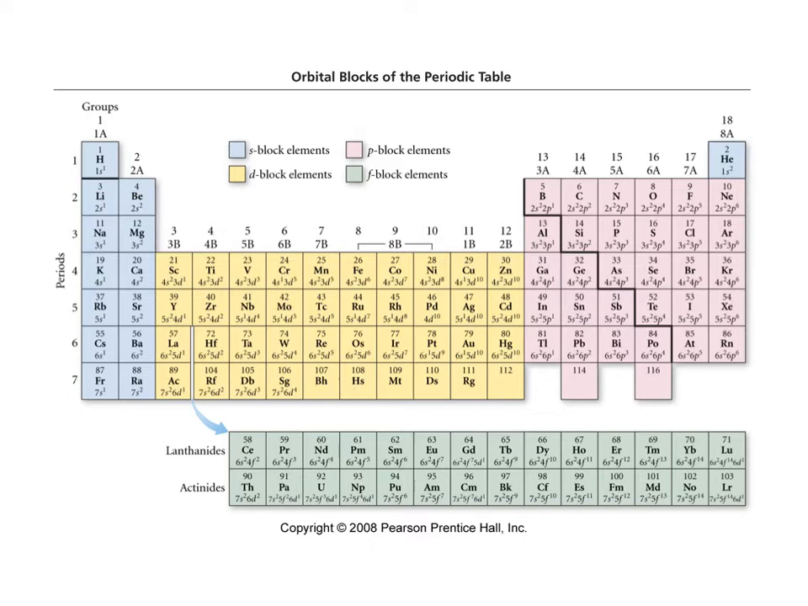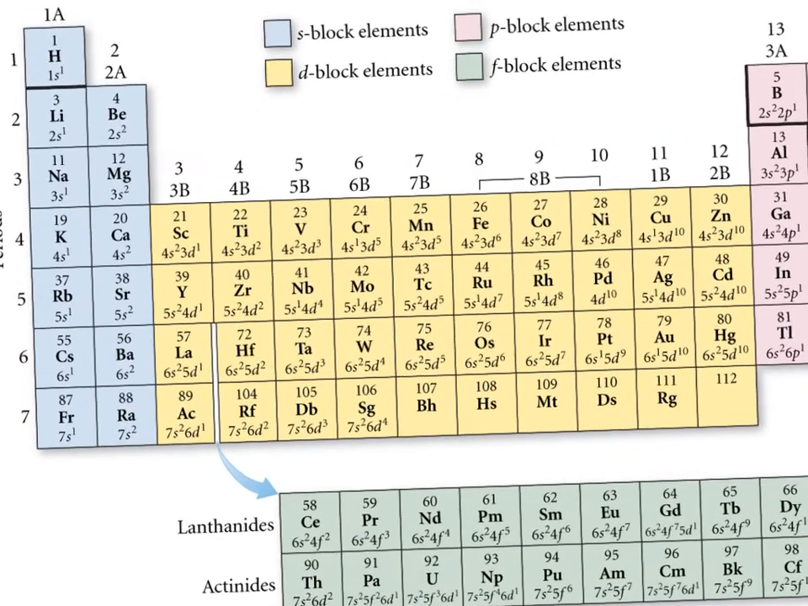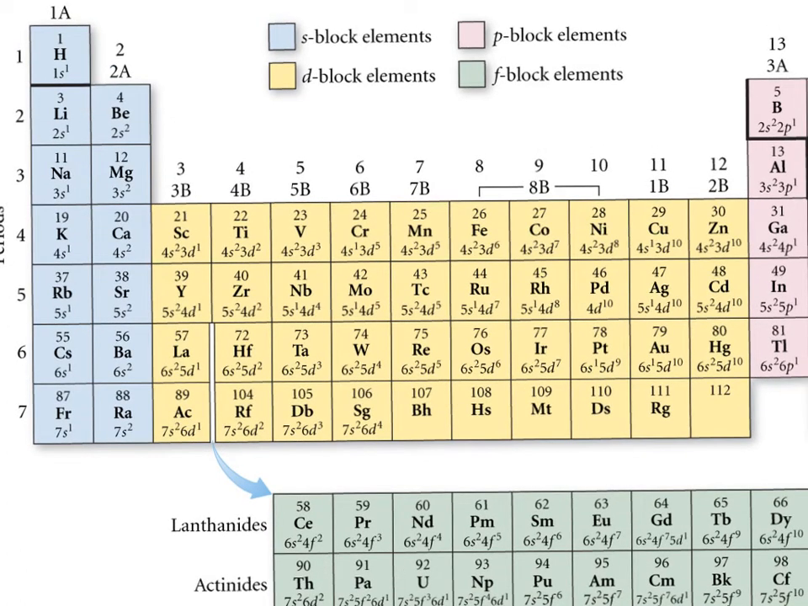So chromium is one of the exceptions. Instead of this being 4s2, 3d4, it's 4s1, 3d5. Look down the group, you see the same thing for molybdenum, but you don't see it for tungsten, and this one's radioactive anyway. So you only see it for the first 2 in the group and not for the last 2 in the group.